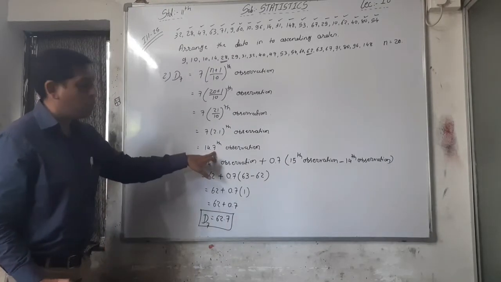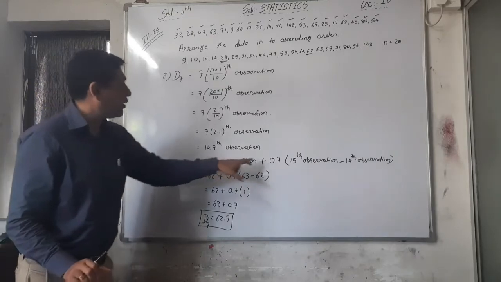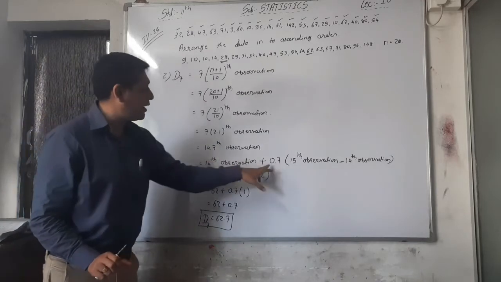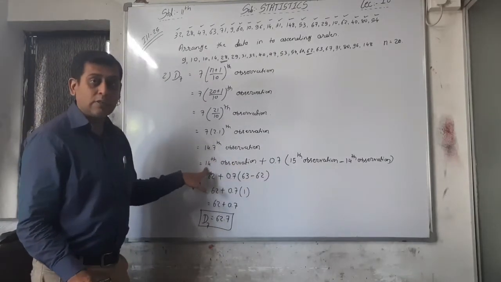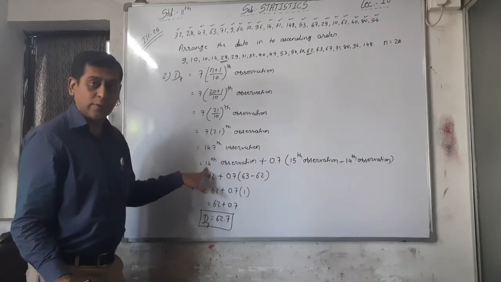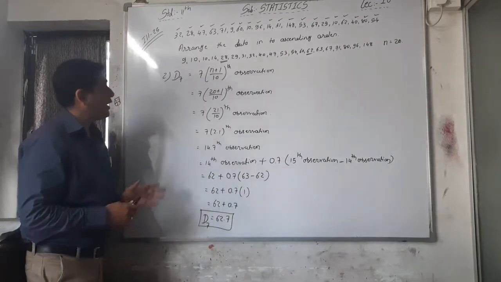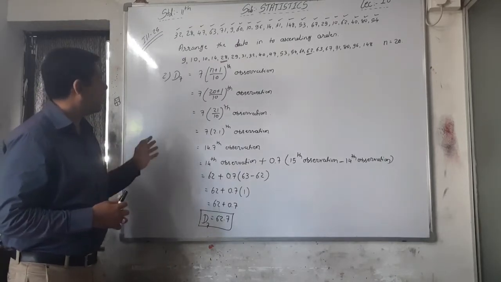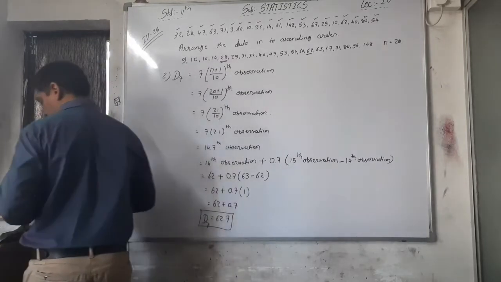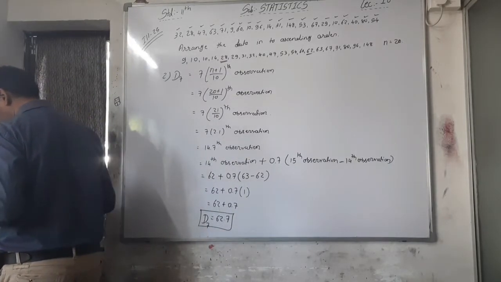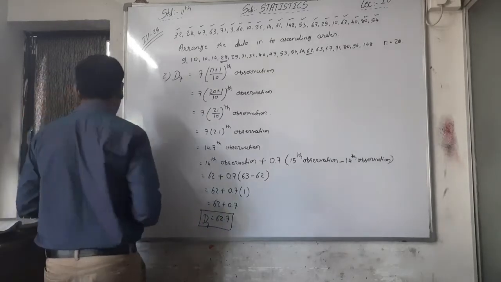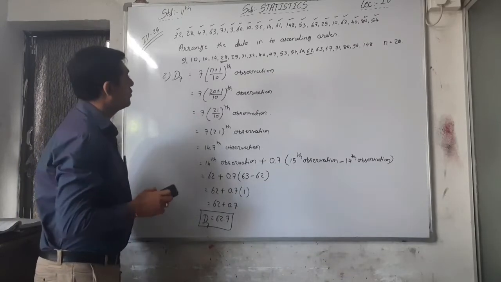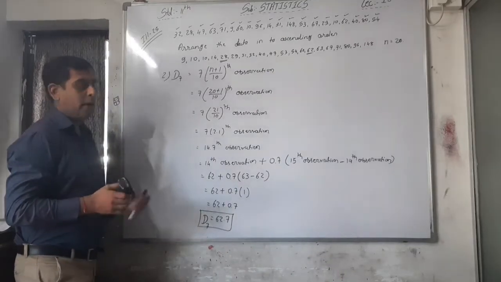So it is the same as Q1. In Q1 you multiply 0.25 with the 6th observation minus the 5th observation. Here in D7 you multiply the remaining, 0.7, into the next observation, the 15th, minus the 14th observation. Okay, so here is your D7. First of all, write this down, and then we will write the next one. What is the next one? The next one is P40. Okay, I am removing that.